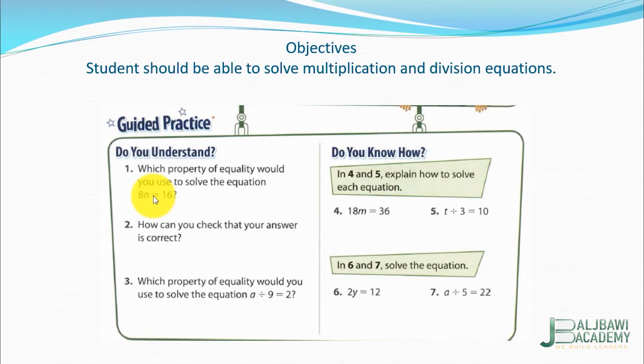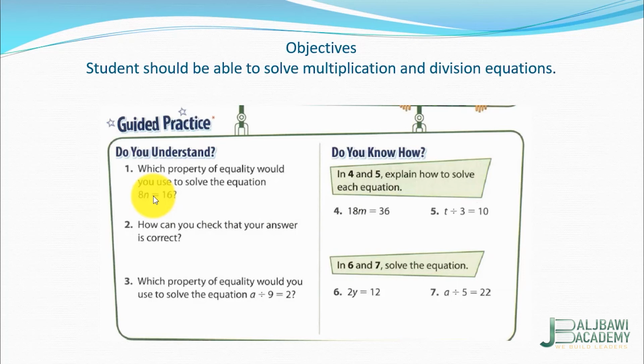Which property of equality would you use to solve the equation a divided by 9 equals 2? Of course, it's a division equation, so we multiply both sides by 9 to get the variable alone, and we get the value of the variable. In questions 4 and 5, we don't need to solve the equation, but we need to explain how to solve it.